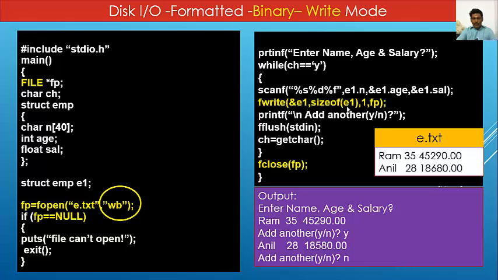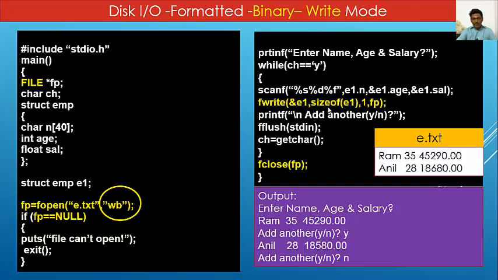The second one is the size of e1. We need to pass the size of the structure variable. The sizeof operator is already there. If we put sizeof(e1), it returns the size, which is 46. Sizeof e1 also gives 46. We can directly write 46 here: &e1, 46, 1, fp. The sizeof operator also gets the size of e1, so that is 46.